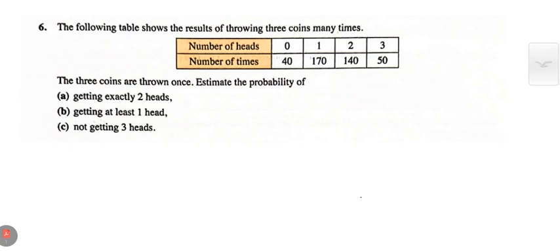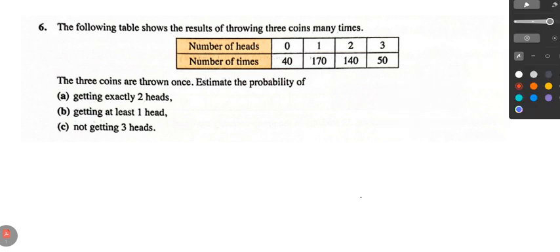So let me read that question again. The following table shows the result of throwing three coins many times. Here we have a number of heads: 1, 2, and 3, and the number of times, since we have 40, 170, 140, and 50. So the first question is, how are we going to find the probability of getting exactly two heads, getting at least one head, and not getting three heads?